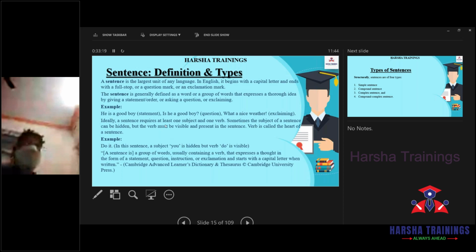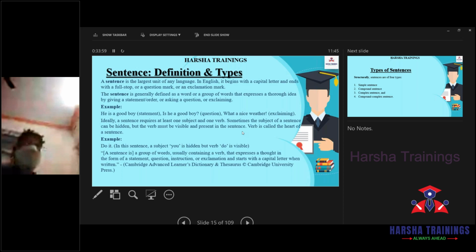So a sentence, as I've told you, requires a minimum of subject, verb, and object, but at least a subject and a verb. Even if we don't have the object, sometimes it's fine, but subject and verb are mandatory. Sometimes the subject of a sentence can be hidden, but the verb must be visible and present. We can say play. We can give a command or an order, or just ask somebody to play. There's no subject there. There is no object there. Just a verb, play.